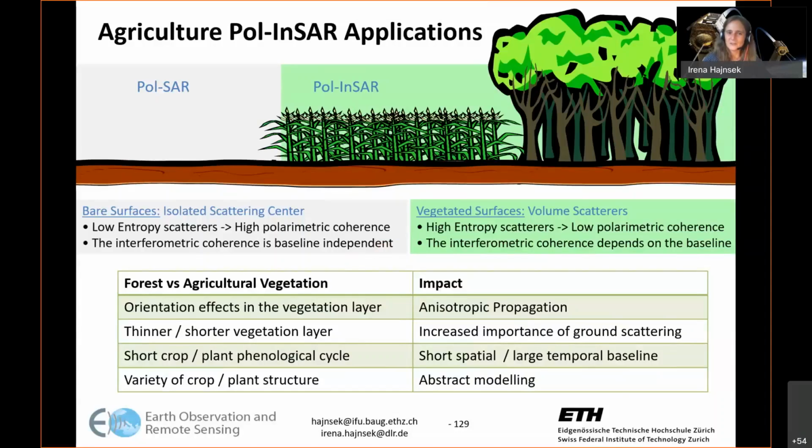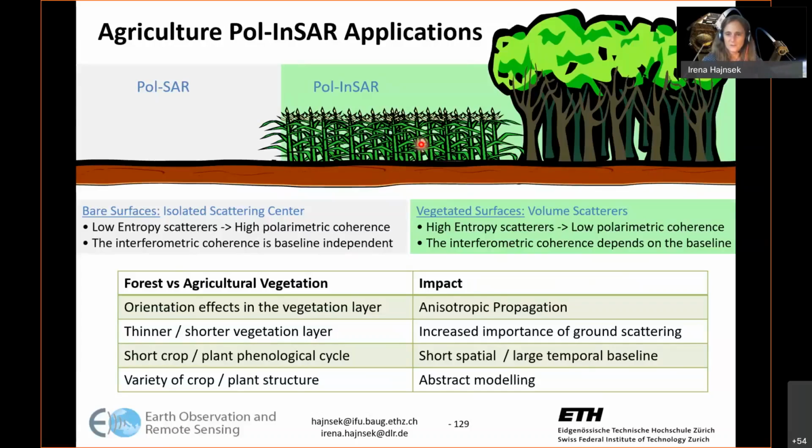For the agriculture Pol-InSAR application, we can assume it is closely related to the volume that we have in forest. Forest has strong differences in terms of structure, but also in terms of height, right? What you see in terms of consistency. A forest is growing much slower than, for example, an agricultural field is changing. In an agricultural field, everything is done within 3 to 4 months.